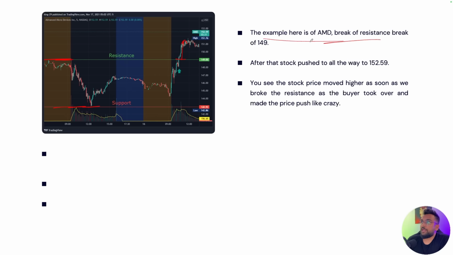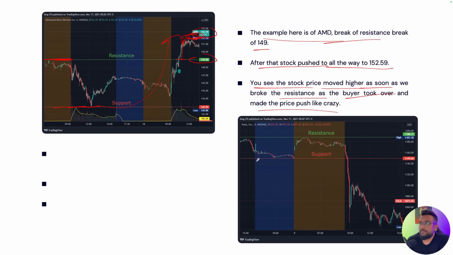All right, now. What is this right here? This is a resistance at the top. This is a support right here at the bottom, which is getting held. Next day, the moment it broke, it made a nice move up. The example here is AMD, breakout of the resistance level of 149 after the stock pushed all the way up to 152.59. You see the stock price moved higher as soon as we broke the resistance, as the buyers took over and made the price push like crazy.